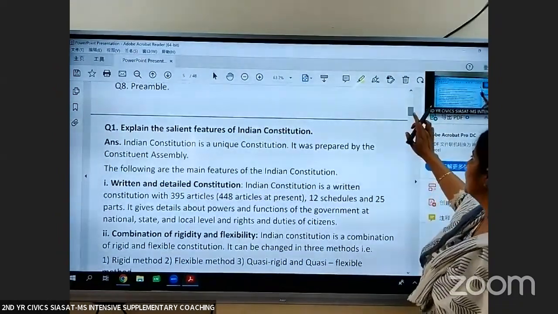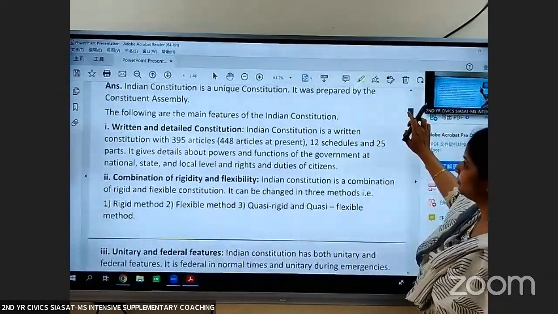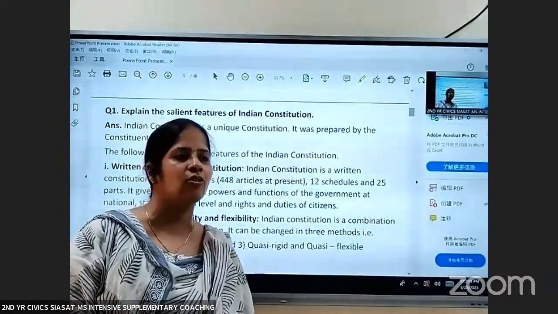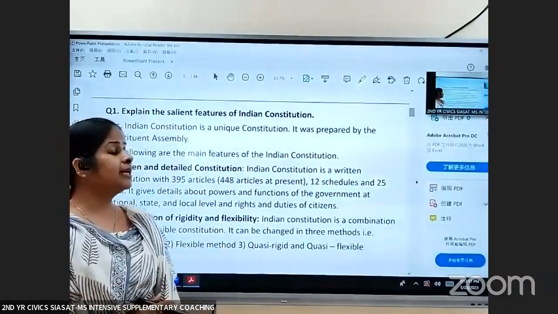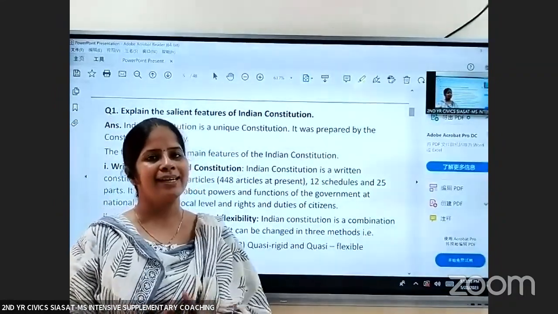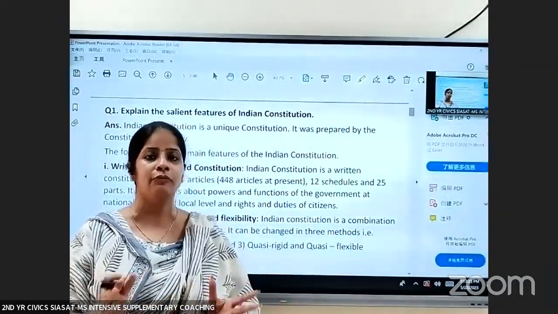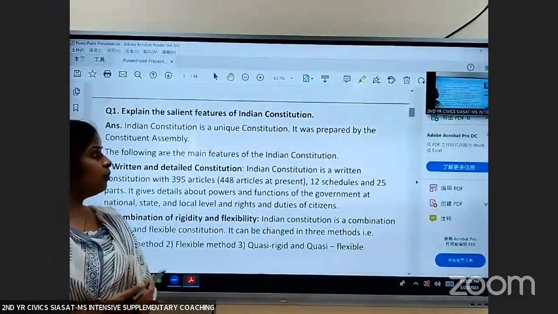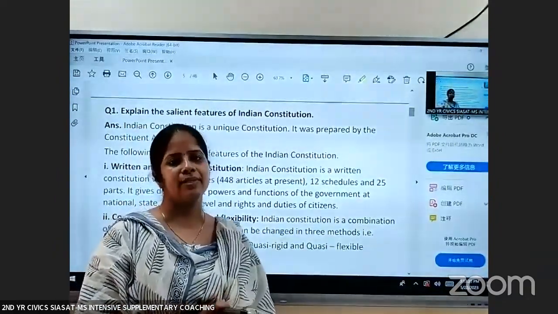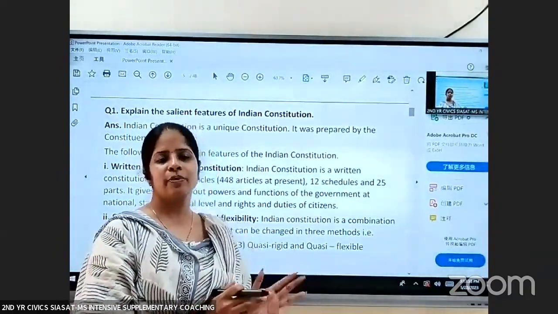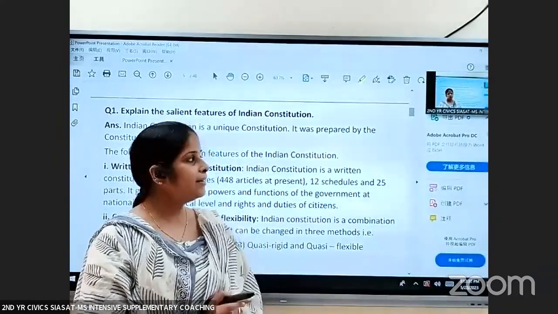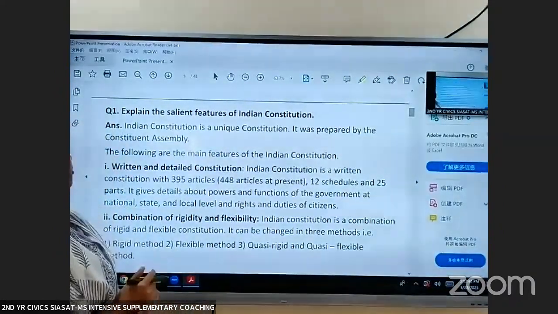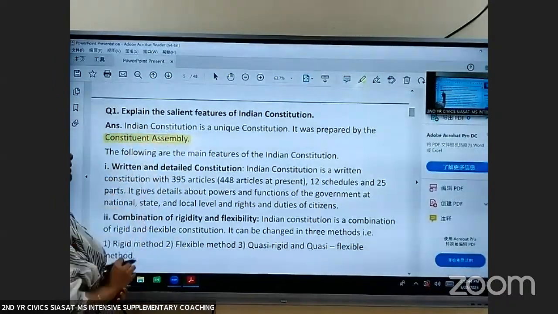Now let us discuss the salient features of Indian Constitution. Indian Constitution is considered a unique constitution. Why is it unique? Because it has been prepared after a detailed study of constitutions of the world. The Constituent Assembly has prepared this constitution. So, what is Constituent Assembly? Constituent Assembly is a body of people who prepared the constitution. So Indian Constitution is a written constitution, prepared by the body of people called Constituent Assembly.